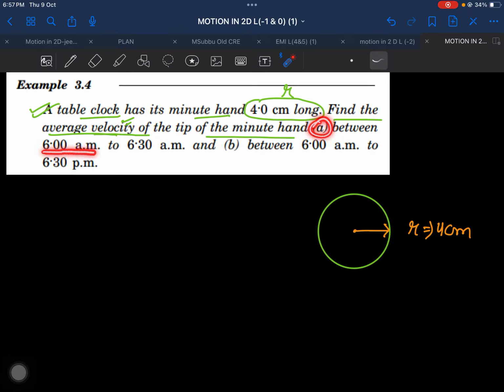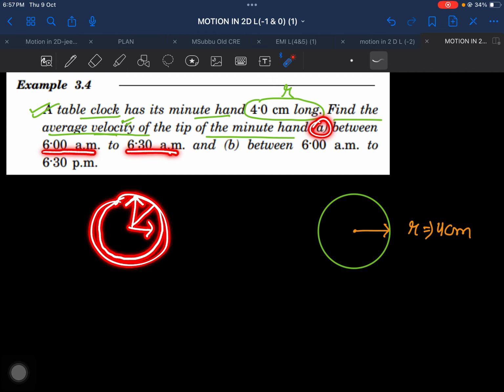Between 6 a.m. to 6:30 a.m. So where is the minute hand? Where is the minute hand? The clock has 3 hands, right? So one is hour hand, one is minute hand, and the other one is second hand, right? 3 hands the clock has. So now we are talking about this minute hand. Okay, this minute hand completes its full rotation in 60 minutes.